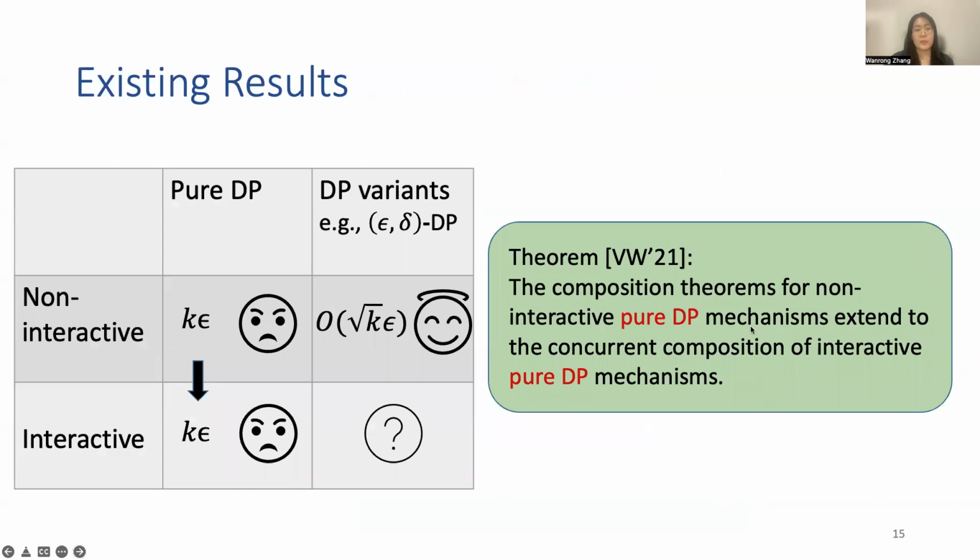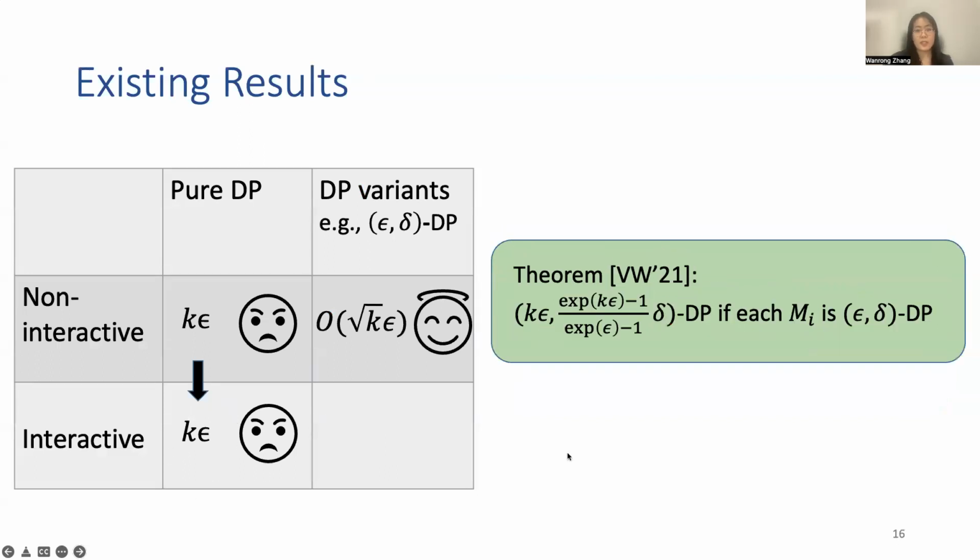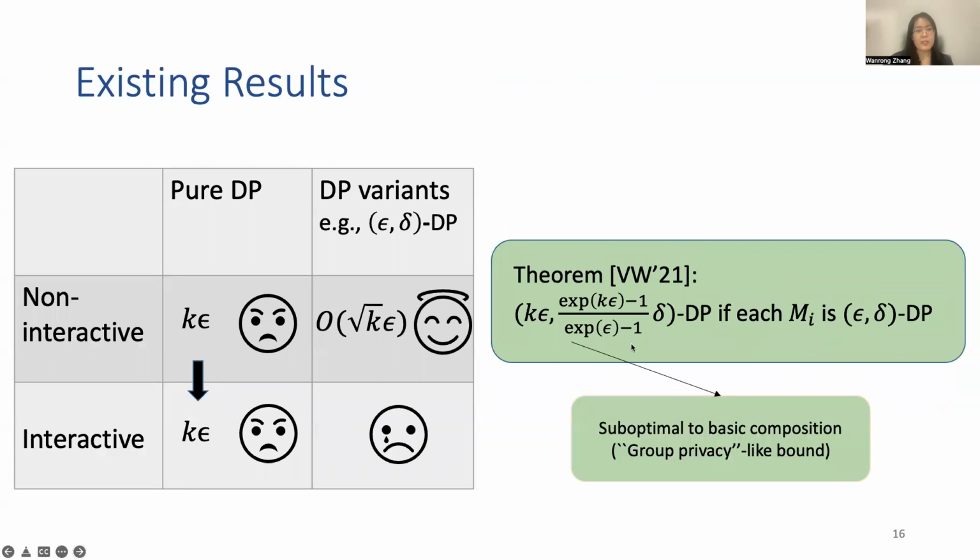The only previous paper shows that the composition theorems for non-interactive pure DP mechanisms extend to the concurrent composition of interactive pure DP mechanisms, which means we can extend this k times epsilon, this linear rate. But for epsilon-delta DP, which is more commonly used in practice, they only show that the concurrent composition bound is this. This bound is even suboptimal compared to basic composition because in addition to this k times epsilon, we have an additional slack term. And for DP experts, you may notice that this bound is actually a group-privacy-like bound.